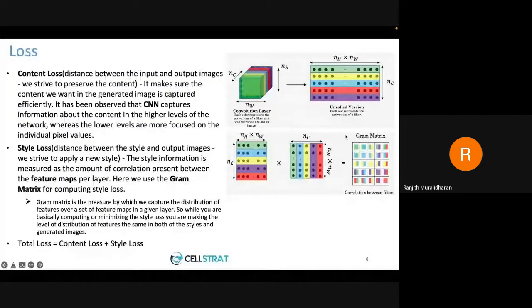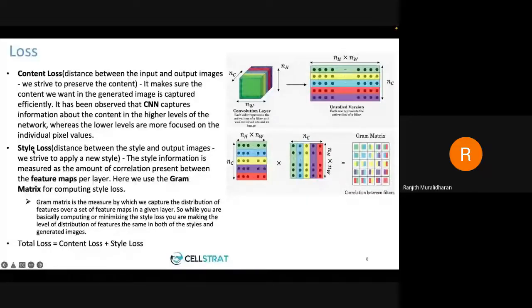Now, this is what is basically used for a style loss. The difference between that is what is used as a style loss. Now the total loss is the sum of the content loss plus style loss. So this is one of the very important concepts. One is content loss, one is style loss.